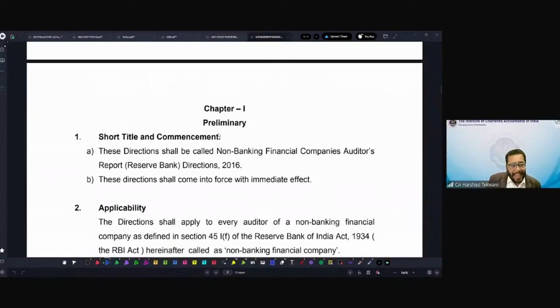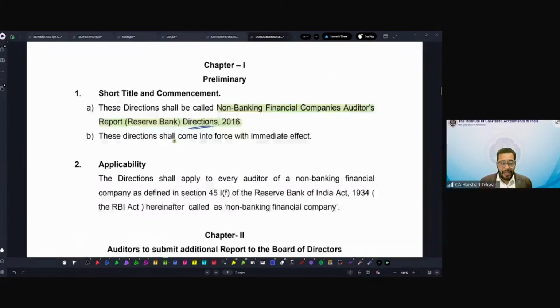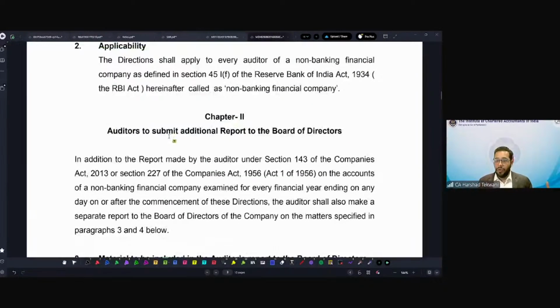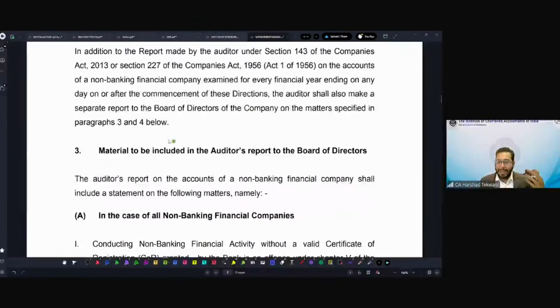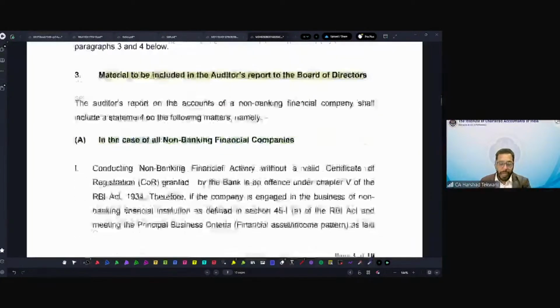There is a specific direction by RBI which talks about the NBFC auditor's report, the Reserve Bank directions, wherein, the way we have a CARO, similarly, on a similar level, we have this. There is para 3 with respect to the matters to be included in the auditor's report to the board of directors. A separate report is given to the board of directors by the auditor on the points which are given in para 3 of the directions. And what are the points?